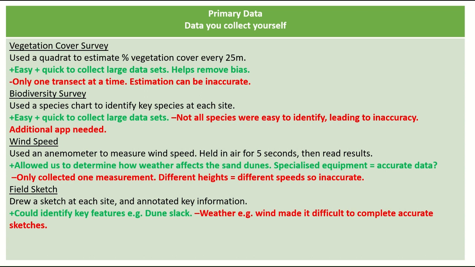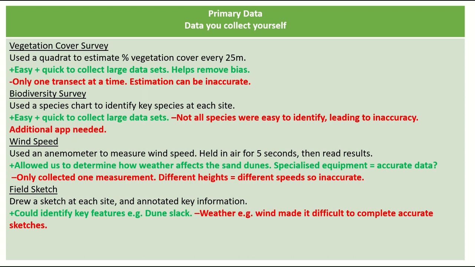The third method we used was the wind speed method, and we used an anemometer to measure the wind speed. That little yellow tool with a little fan on it, we held it into the air for 5 seconds and then read the results. We held it into the air for 5 seconds to try and make sure that the gauge was balanced. What this is really good for was that this was quite specialist equipment, so we're assuming that the actual accuracy of the wind speed was really, really good. And also, it helped us determine how the weather affects the sand dunes as well.